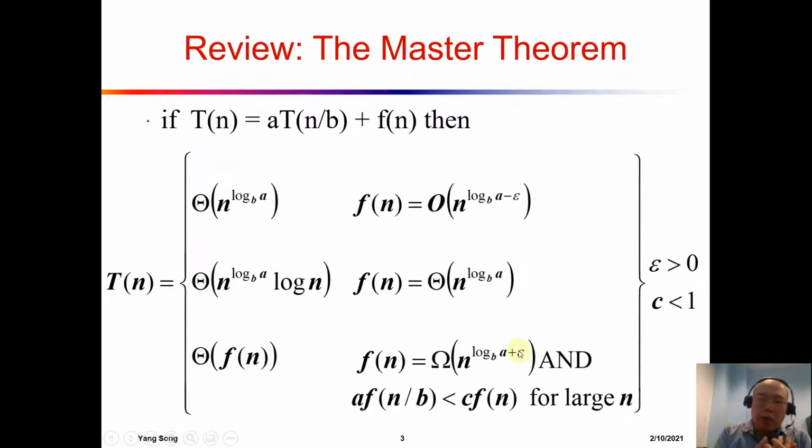And case three will be a little bit tricky. For the first part, if f(n) is omega of n to the log base b of a, this means f(n) grows faster than n to the log base b of a. And after that, you also have to prove this additional part in order to really use case three.